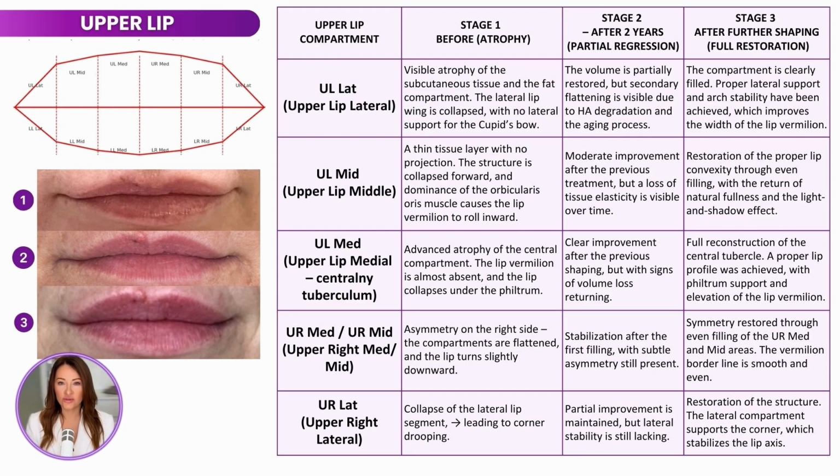And the central tubercle? Here you can clearly see that with atrophy, it simply disappears. There is nothing to define, because the tissue does not create projection. After the first treatment, there is subtle improvement, but only the second procedure allows full reconstruction, one that gives the philtrum a clear directional support.